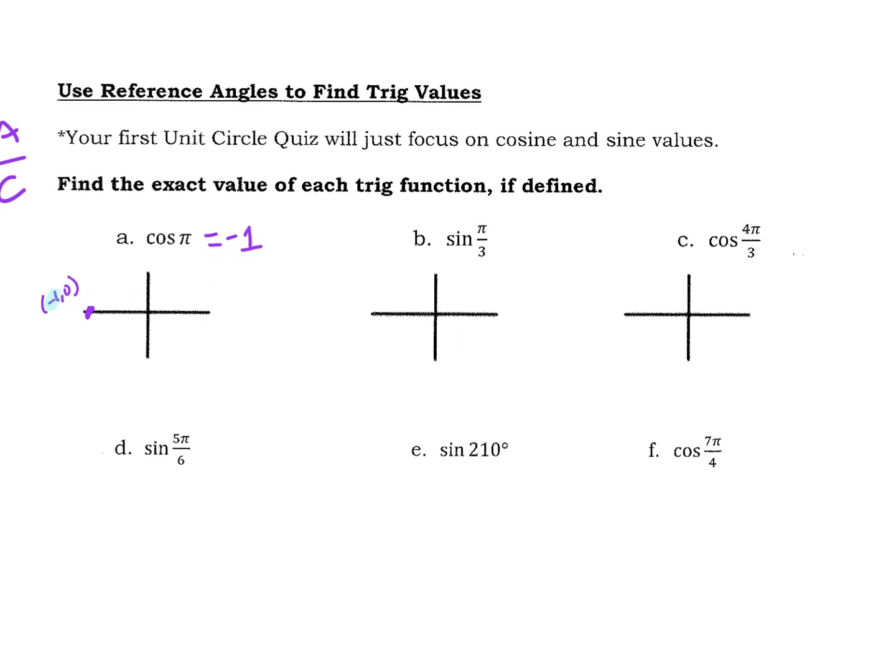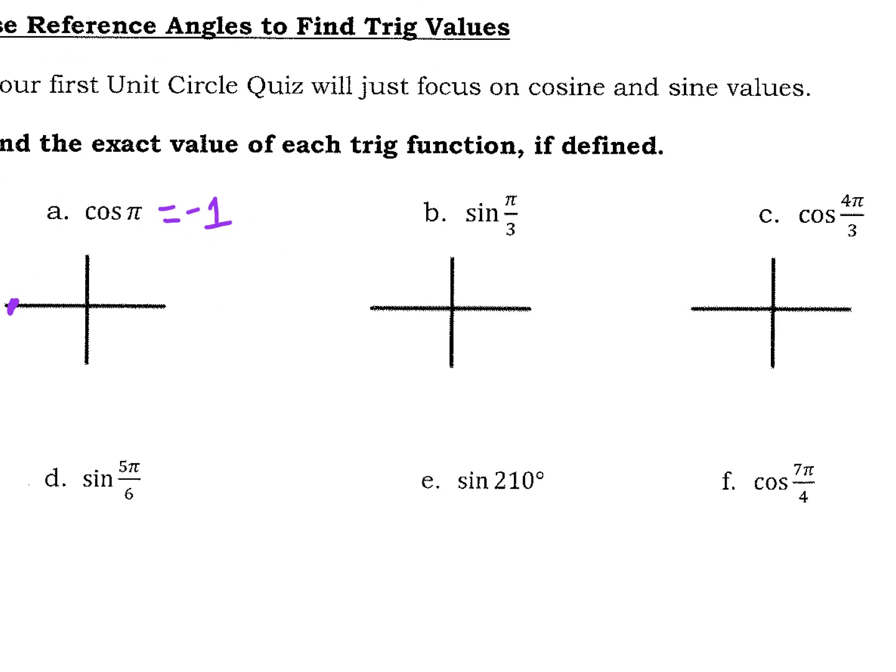For the second one, sine of pi over 3. Well, pi over 3 in degrees is 60 degrees. And so we want to think about what the coordinates would be at that particular place. We know the coordinates there are 1/2, square root of 3 over 2, and we want the sine value. And so the sine of pi over 3 is equal to the square root of 3 over 2. All right. Those are pretty much basic unit circle.